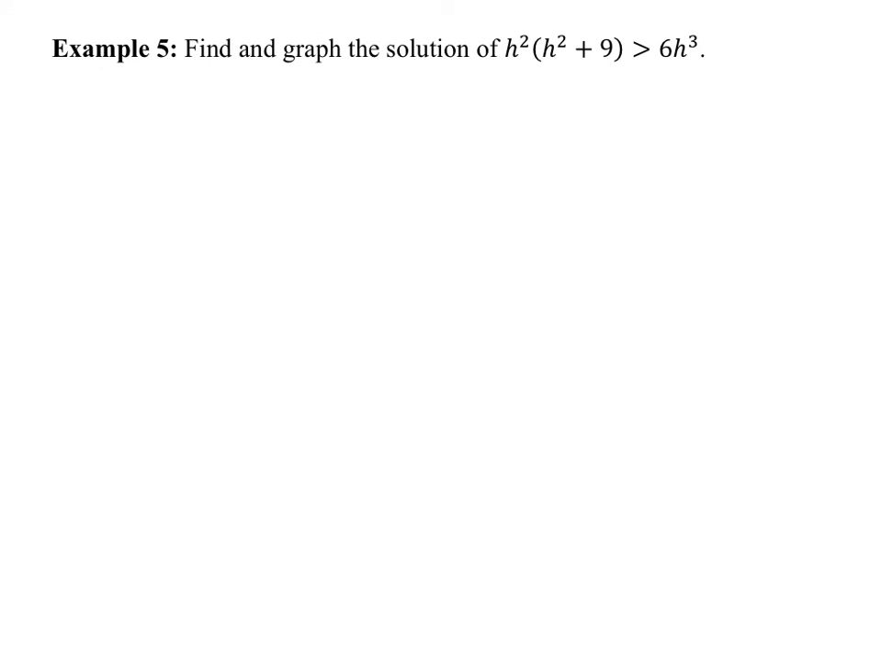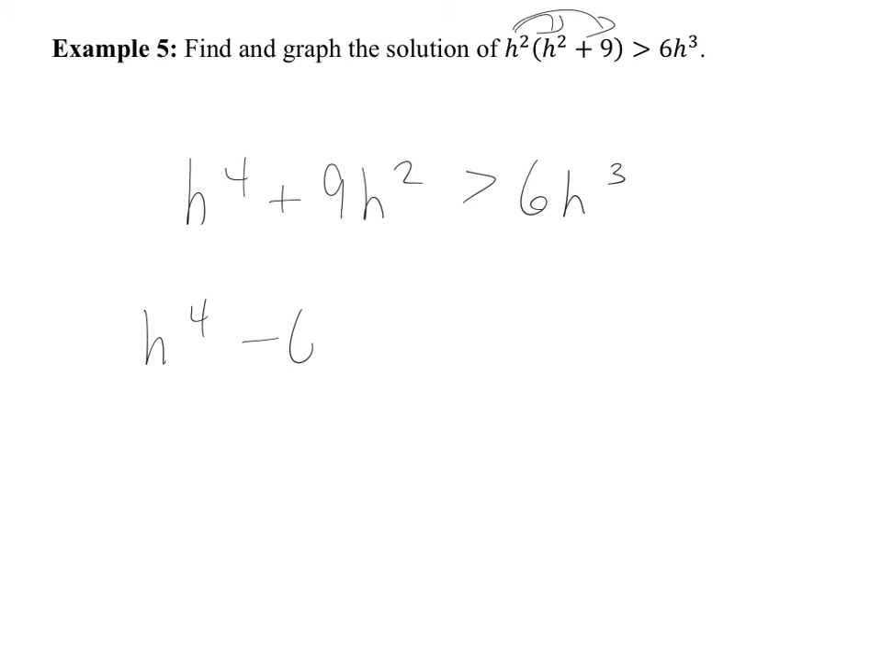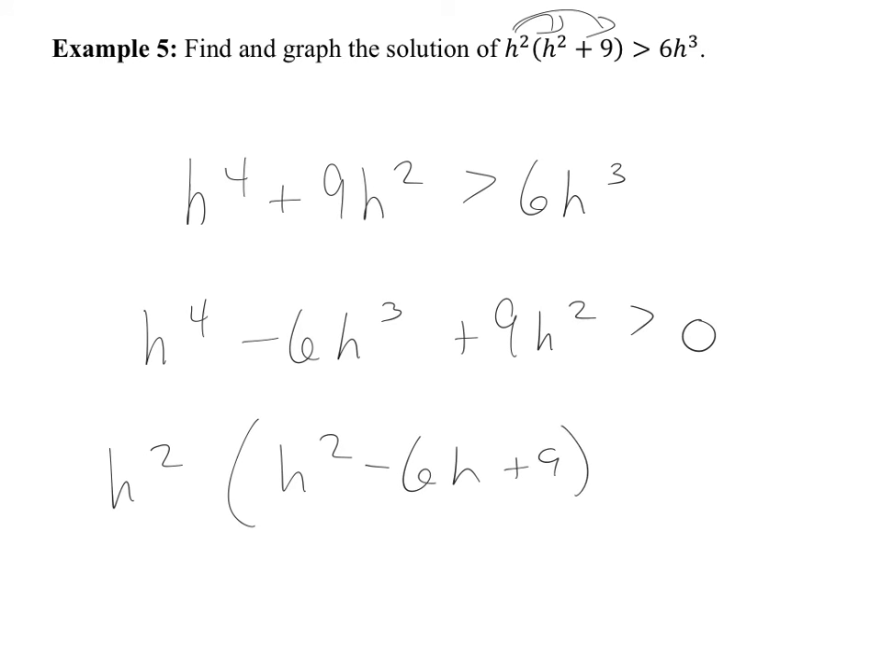The last one looks difficult, doesn't it? It's not that bad actually though. It really isn't that bad. But you need to remember that you got to get everything on one side of the equation. Okay, the first step is to move everything to one side of the equation. So let's do that. I'm going to distribute the h squared to both terms first. I'm going to move the 6h cubed over. I'm going to factor out h squared. And then I'm going to write down h minus 3, h minus 3.